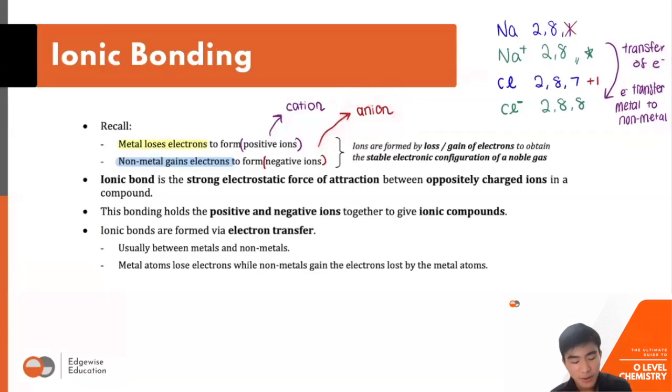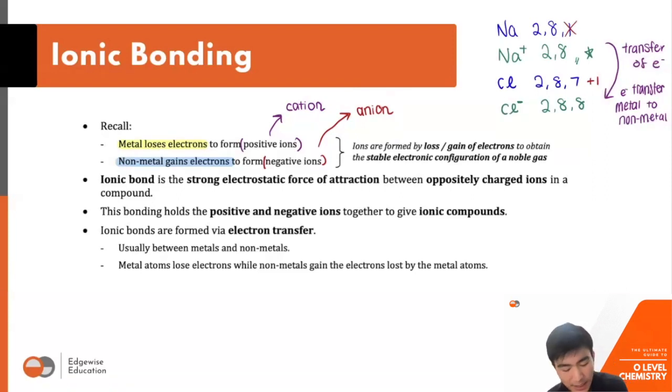Now, they lose electron. Metal loses electron to where? Metal gives the electron to non-metal. Transfer of electron, remember, is always from metal to non-metal. Now, with this understanding, we can start to explore what ionic bonding means.